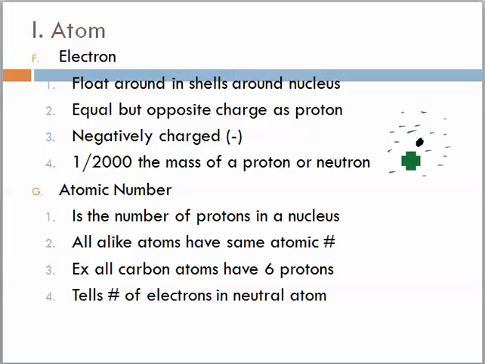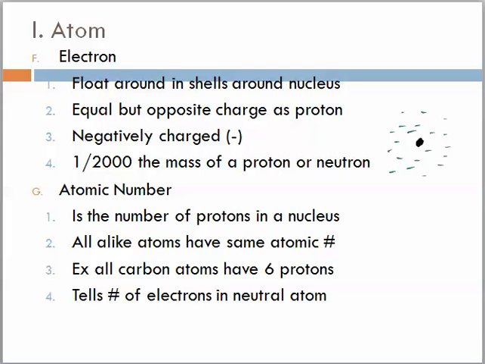Next thing I want to talk about here is the atomic number. Atomic number is the number of protons in a nucleus. All alike atoms have the same atomic number. An example of that is all carbon atoms have 6 protons. This number tells us the number of electrons in a neutral atom.